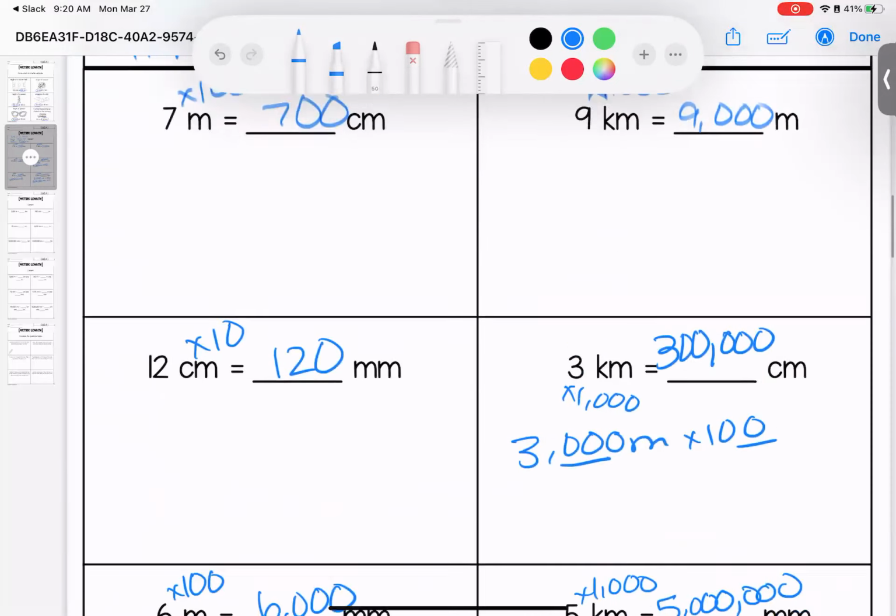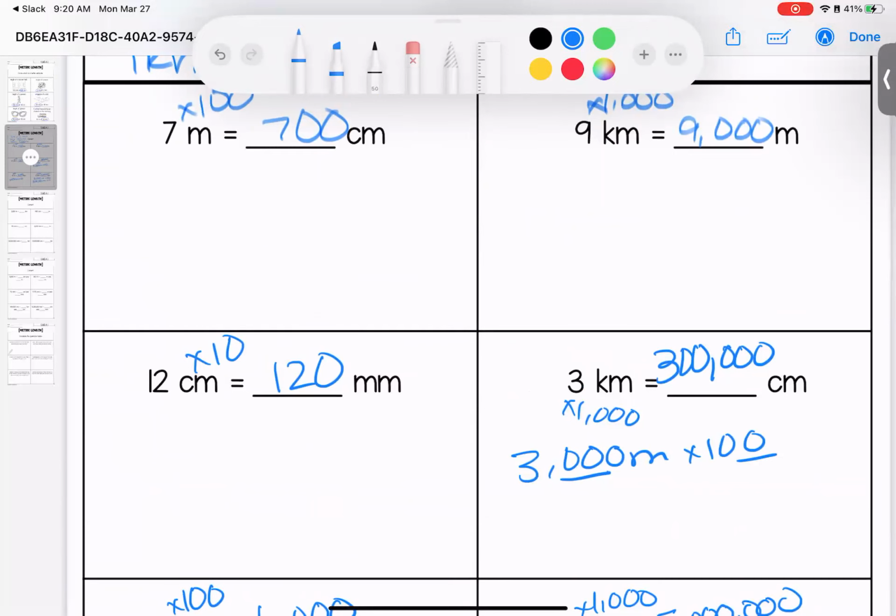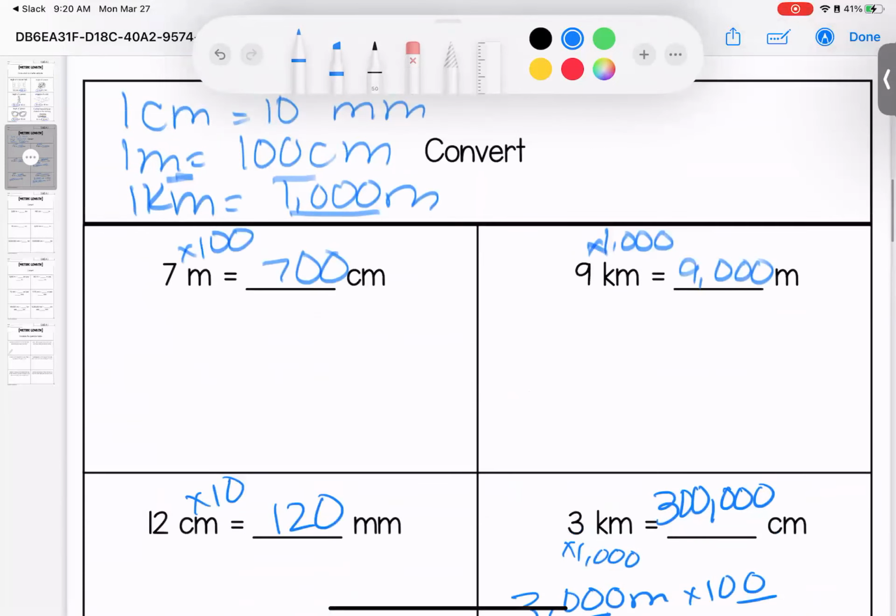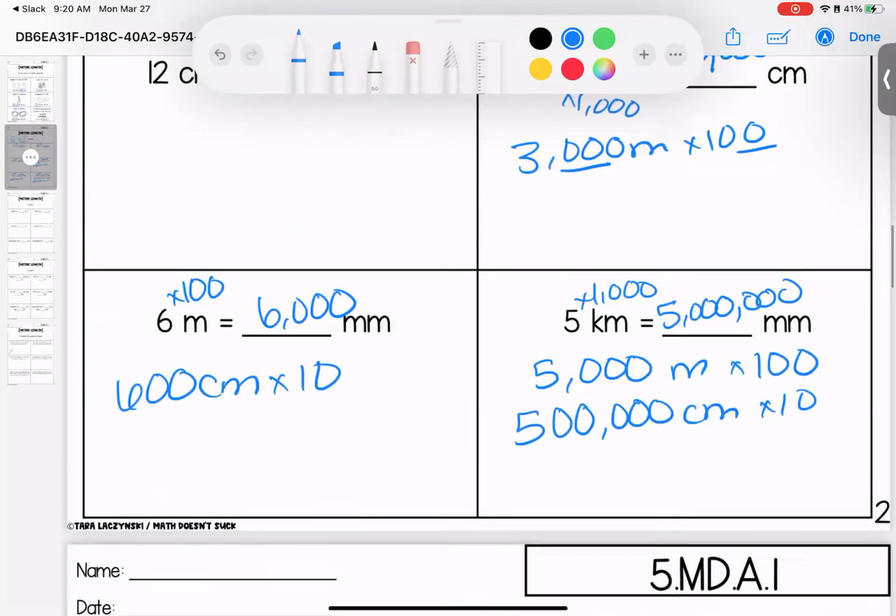Any questions on these? Please bring them with you to class. But as a reminder, base 10 is your friend. Drop your zeros, find your fact, multiply, and put them back.